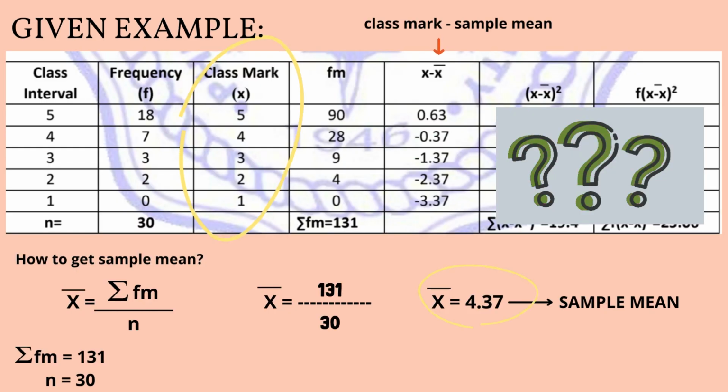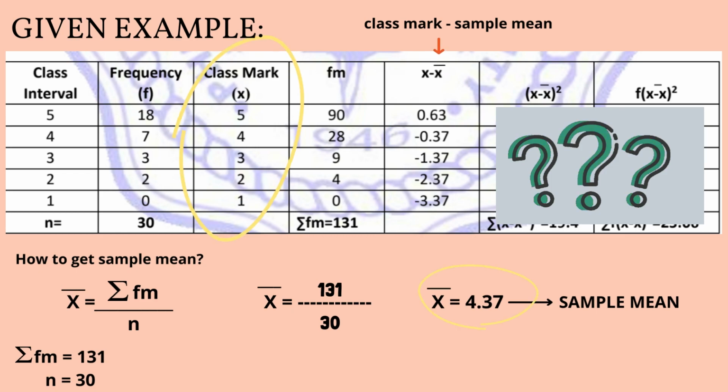Okay, so next naman is, after ng ating frequency and class mark, since tapos na tayo, proceed naman tayo dito sa class mark minus sample mean. Okay, so we have the class mark, yung 5, 4, 3, 2, 1. Pero nasan yung sample mean natin? Okay, so tingnan ninyo yung nasa babang solving. So how to get the sample mean?